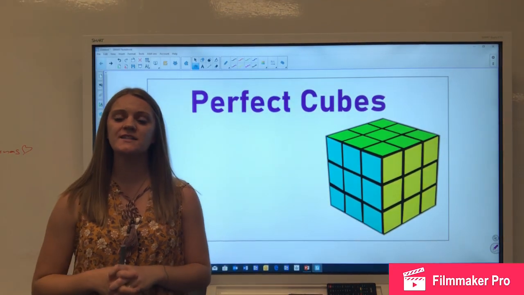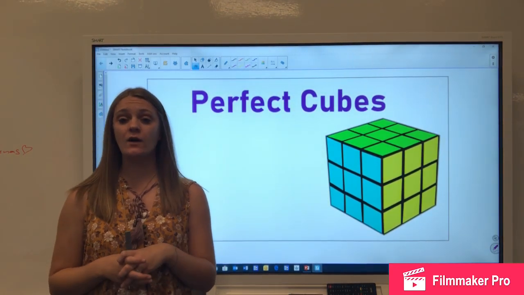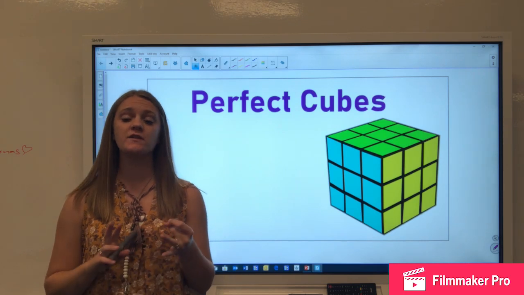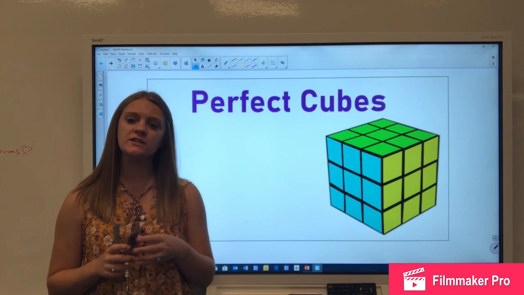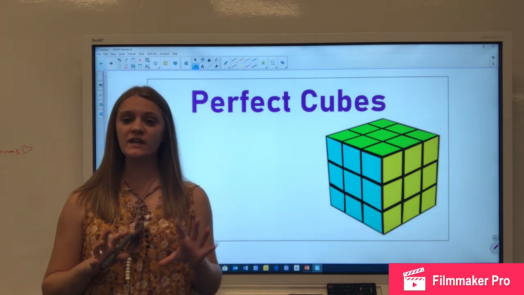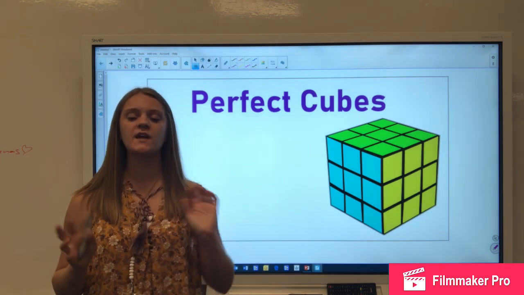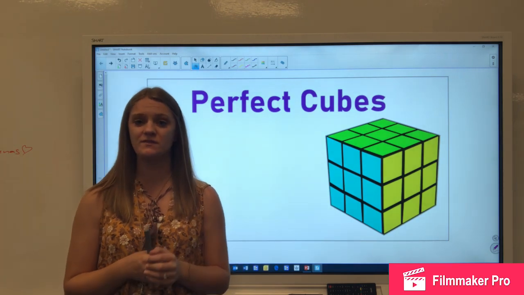Guys, your video tonight is talking about perfect cubes. Now, you've heard the term perfect square and you found the square roots of numbers multiple times throughout this year already. But what we haven't talked about is perfect cubes. So let's look at how they're different, perfect squares and perfect cubes, and then we'll focus on finding the cube roots of different numbers.